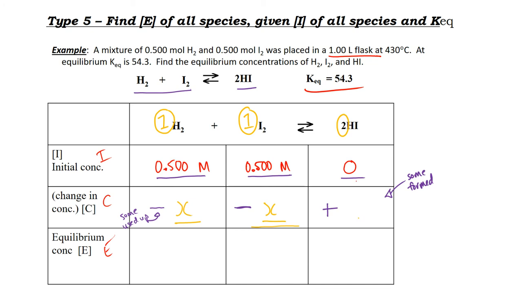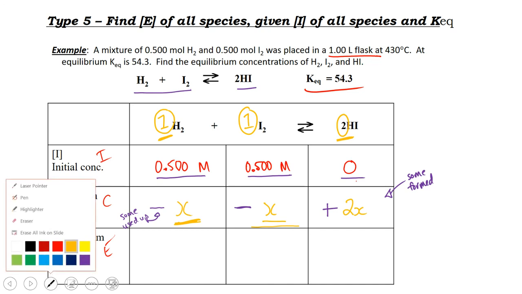What about my product, HI? We've already decided it goes up. It's positive. Look at the ratio really carefully. It has a coefficient of 2. So however much of that hydrogen gets used up, I should be producing double the amount of HI. So if this was X over here, I'm going to have to call this 2X. It's double X. Okay? So now we can't actually complete, but we can partially complete our table here.